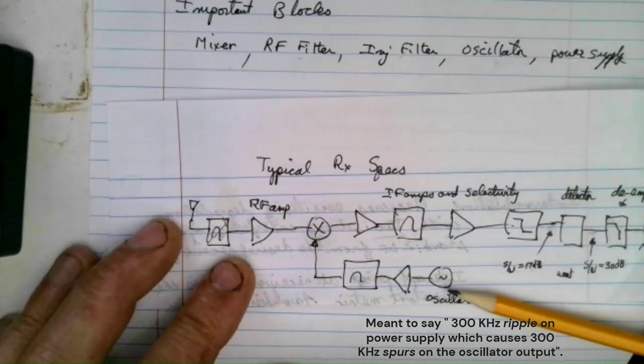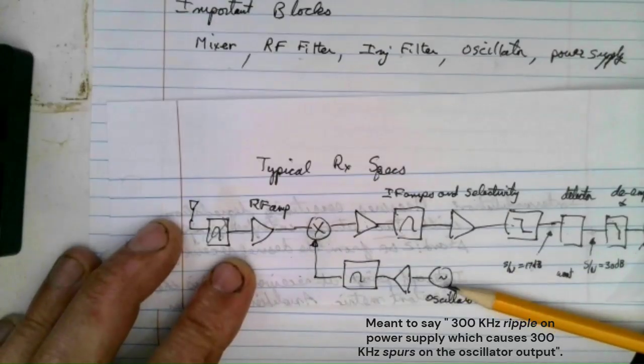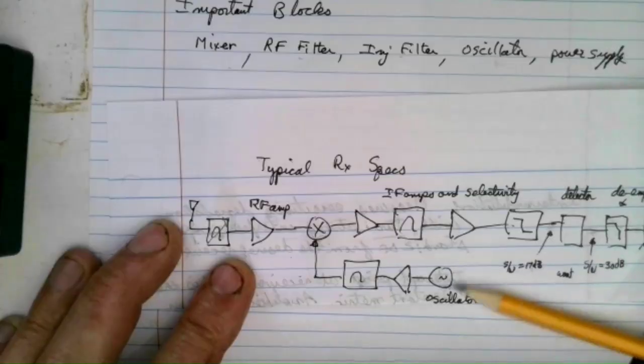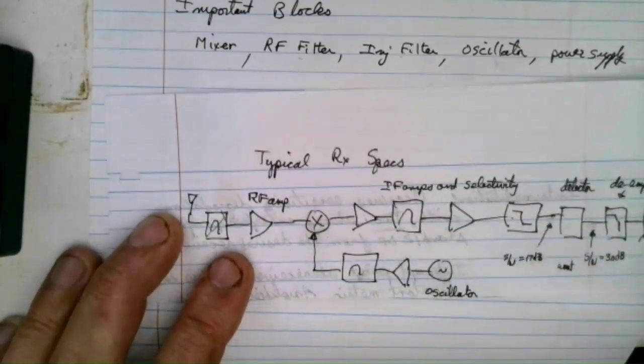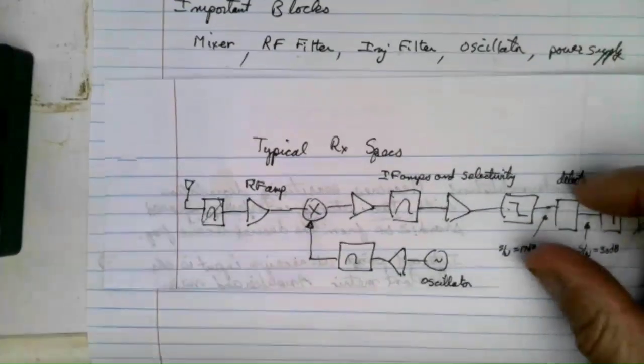And what do you think your desense is going to do? You're going to have spurs every 300 kilohertz as you move away from your desired frequency, associated with the oscillator getting modulated by its power supply, and so that's going to be bad.